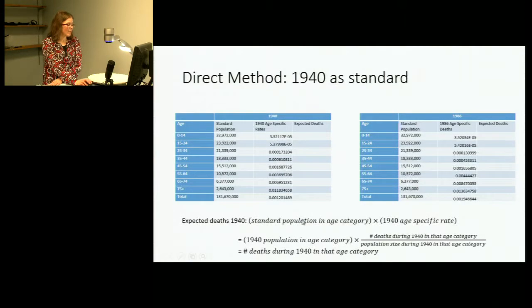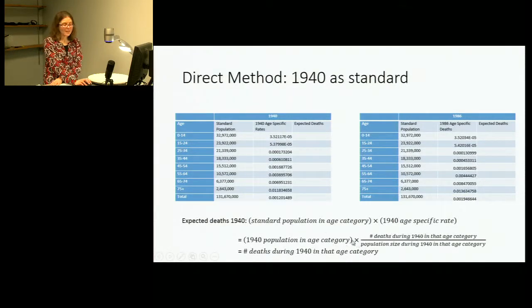So for 1940, to calculate the expected deaths using the direct method, we take the standard population that's in that age category. For instance, for this first one, let's say I've got 32,972,000 people, and I multiply it by the age-specific death rate for 1940. So here I'd multiply these two.